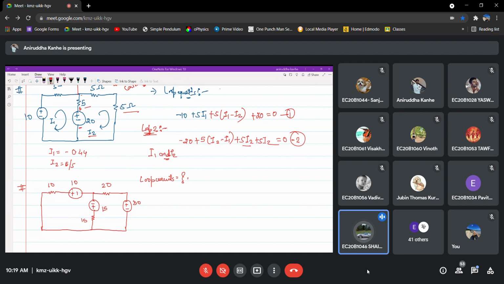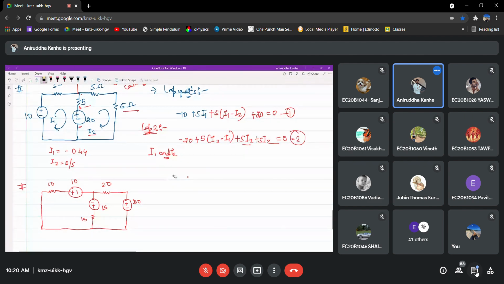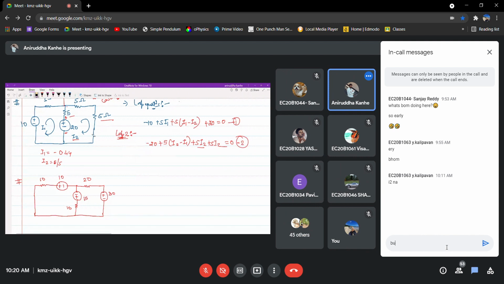Sir, one small doubt. Yes, please go ahead. So we are considering the loop currents in clockwise direction now, sir. Can we consider both of them as anti-clockwise direction? Yes, you can consider anything. I will show you that also. Let us say you want to consider it in this way. Doesn't matter, still we can write.